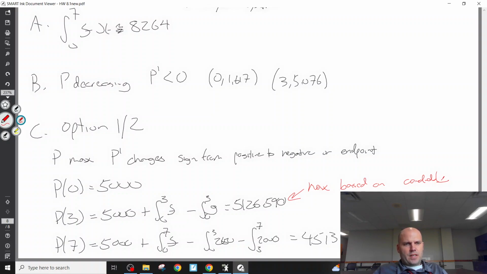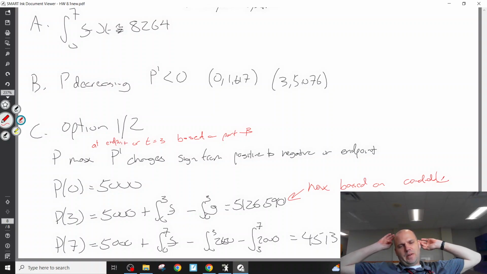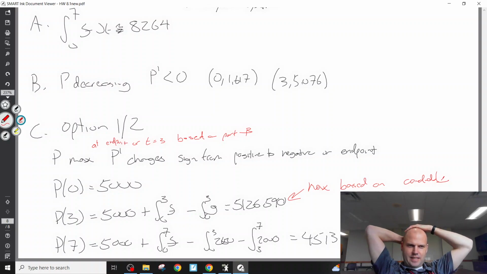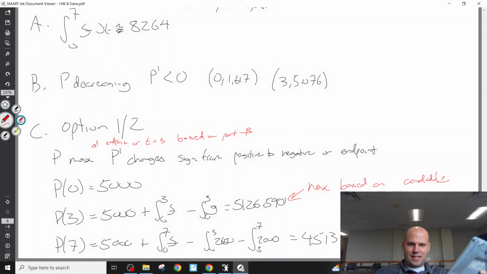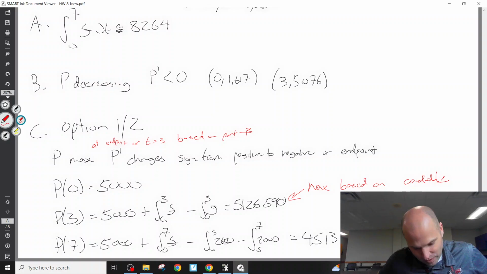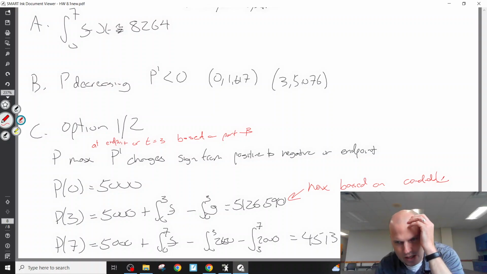You could have said P is a max at endpoint or T equals 3 based on part B. I'm going to actually talk to Mr. Huffaker about this. Now that I looked at this problem again, it's like, yo, they did that on purpose. They don't want all of your candidates. It's excessive. 5 different points where you'd have to do all these finding zeros of the stuff.